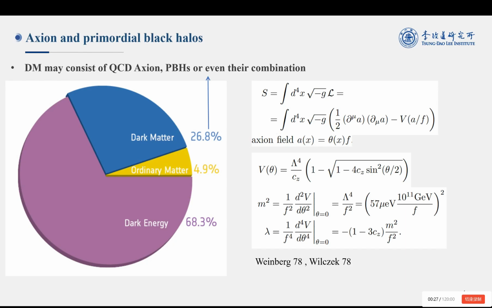We all know that dark matter makes up about 26% of the energy density in our universe, but its nature is still a mystery. The dark matter may consist of QCD axions, primordial black holes, or even their combinations, which we will talk about. And here is the action for the axion field, where V is the effective potential for the axion field, and through this we can derive the axion particle mass and the self interaction coupling constant lambda.